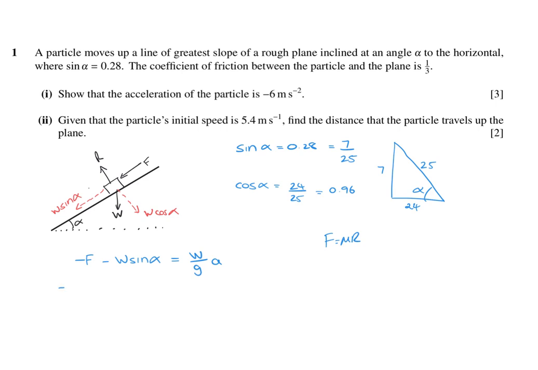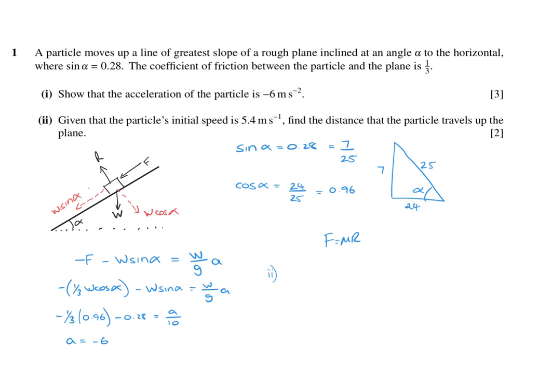So in this case, I'm going to have negative mu, which is a third, and R is the W cos alpha that I've got on my diagram. Now the first thing I can notice is that I can cancel through my W's and substitute in my cos alpha and my sine alpha, and then rearrange to get a. I've used g equals 10, so if we multiply by 10, we get a is equal to -6, which is what we needed.